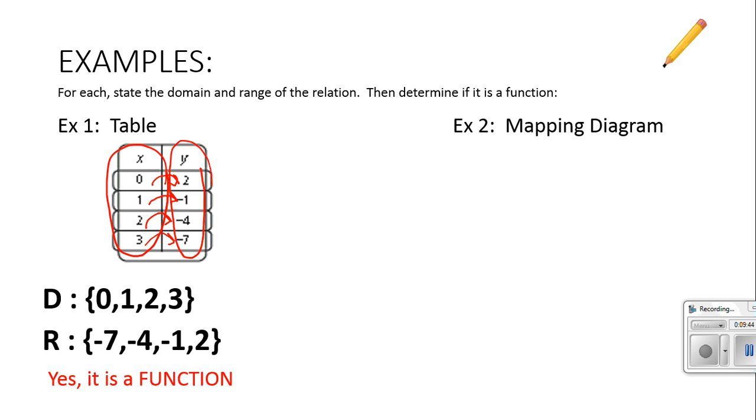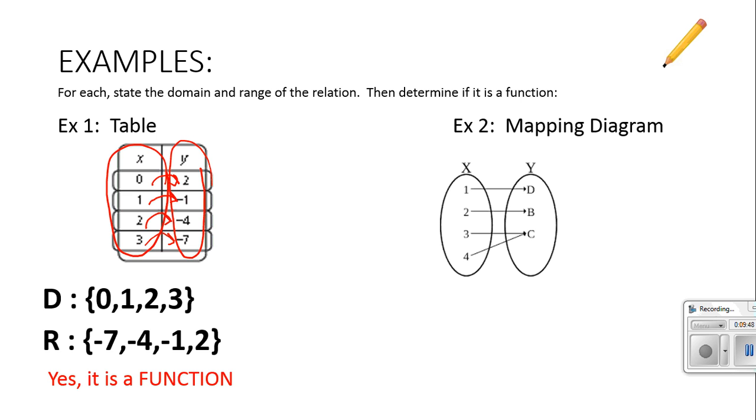Okay, that's when I look at it in the form of a table. What if I look at it as a form of mapping? Mapping is another way to draw a relation.